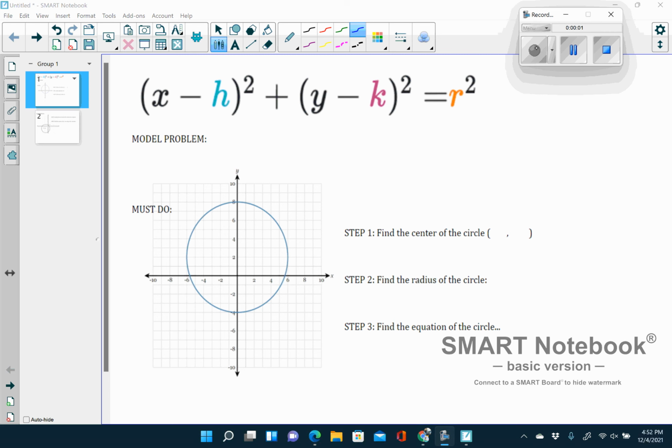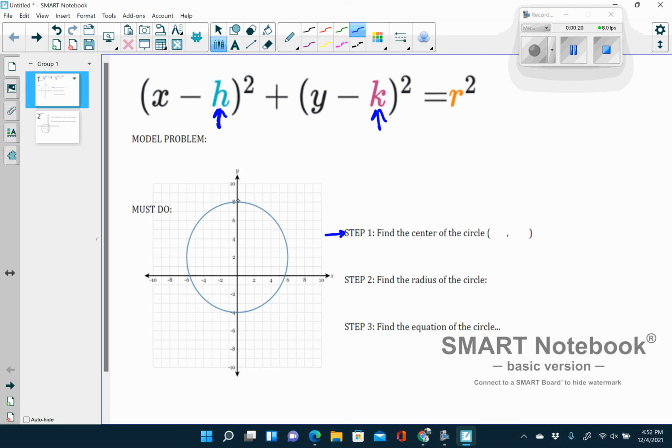So this is lesson 9.1, finding equations of circles. The first thing that I want to introduce is the formula. The H and the K are just the coordinates of the center of the circle. So the first thing that we want to do is locate the center of the circle.